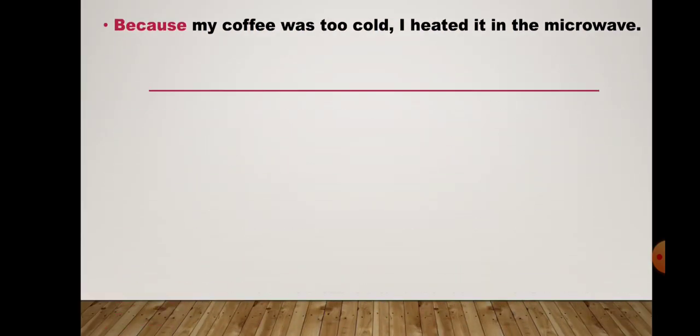Next are a few more examples. You can see: because my coffee was too cold, I heated it in the microwave. In this sentence, "because my coffee was too cold" is a dependent clause, and after writing the dependent clause we put a comma. Then the second part, I heated it in the microwave, is an independent clause.